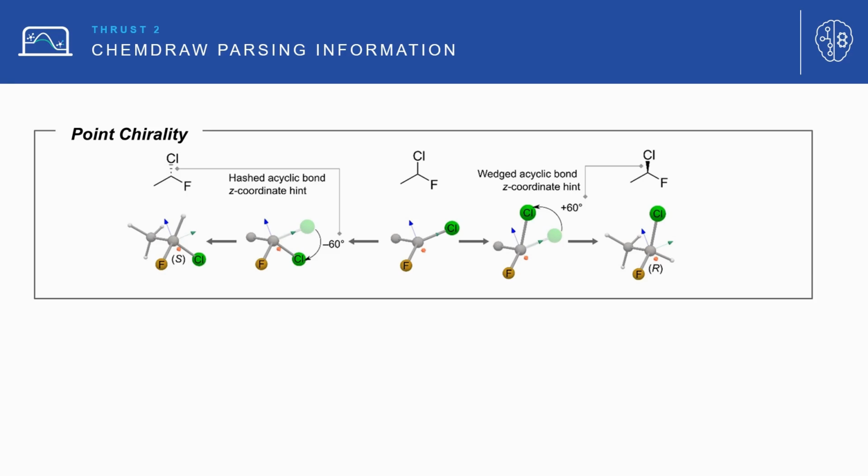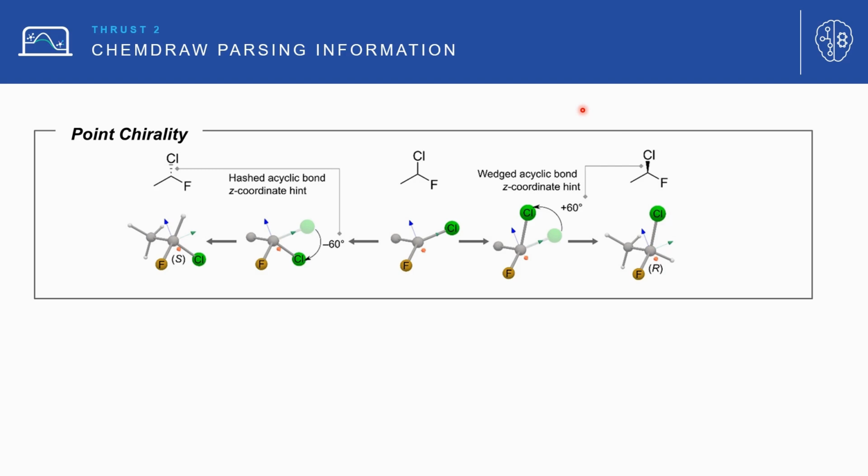With some of the key classes out of the way, I now want to start touching on some of the utility that exists within Molli, including its ability to parse ChemDraws with high stereochemical fidelity. Now, the first one is pretty obvious with its ability to handle point chirality. We essentially read in these kind of z-coordinate hints where if it's a hash, we'll rotate the molecule down, or if it's wedged, we'll rotate it up.